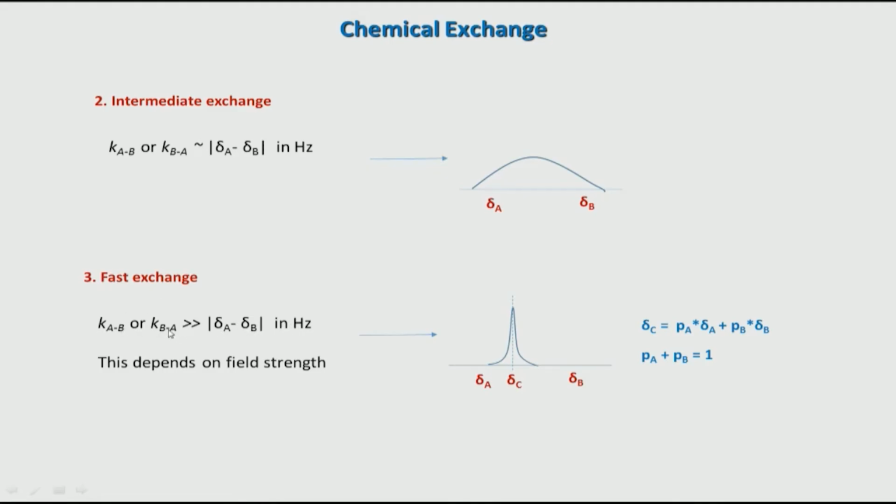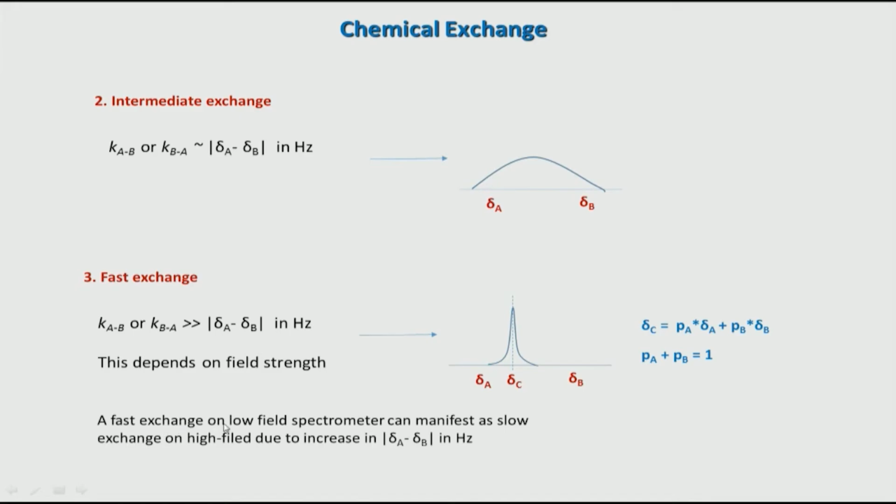So, therefore, the exchange rate will not change with spectrometer, right. The exchange rate is a constant, it is only constant for that process. So, by simply changing the spectrometer at the same temperature, of course, exchange rate will depend on temperature, pH, but it will not depend on spectrometer frequency. But the exchange rate can now be called slow or fast based on what the value is in hertz. So, a fast exchange on a low field spectrometer, let us say 200 megahertz, can become a slow exchange on a high field spectrometer, suppose 800 megahertz, because this will now increase.